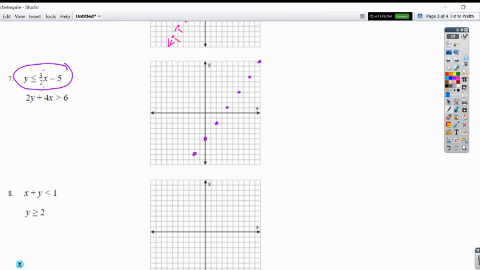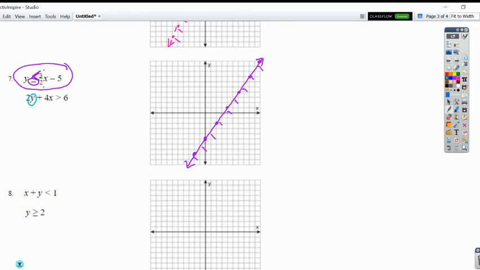Determine if this is solid or dotted for us. We have the extra underline, so this is a solid line on the graph. Then also I know that this is y is less than or equal to. That less than symbol says we would be shading the lower part, so I'm going to put little teeth on there to remind myself.